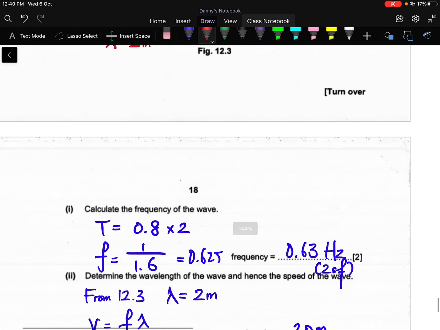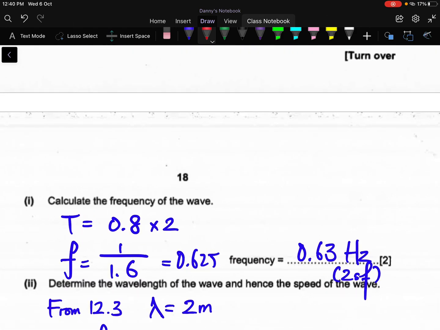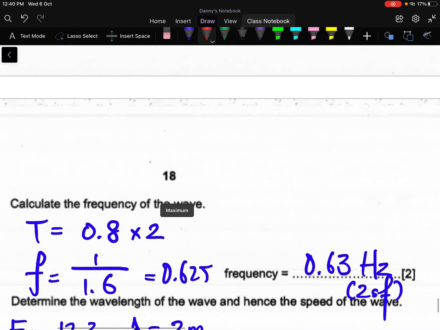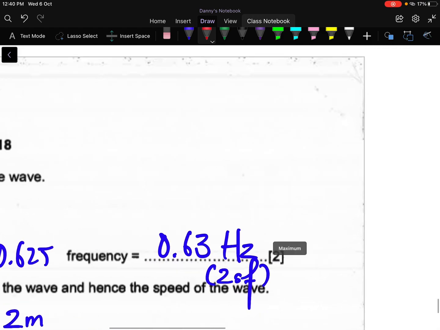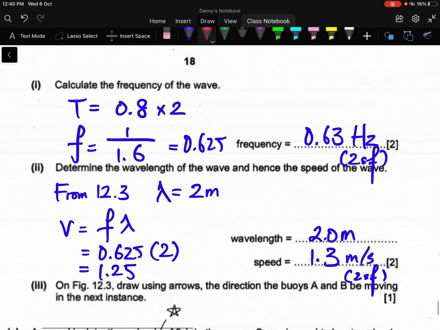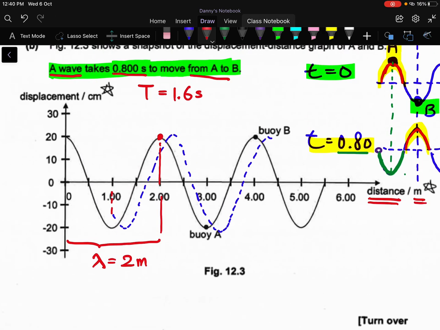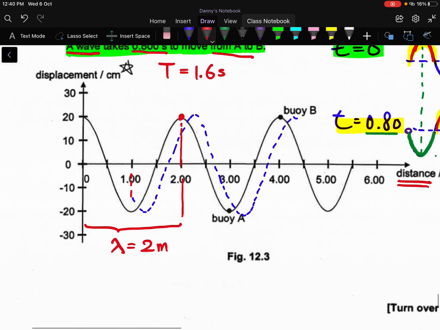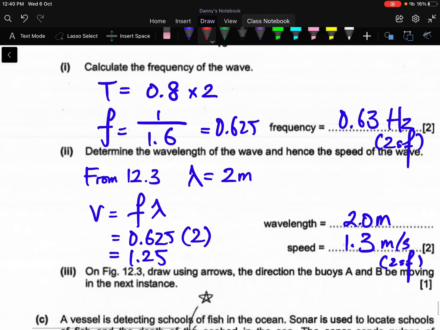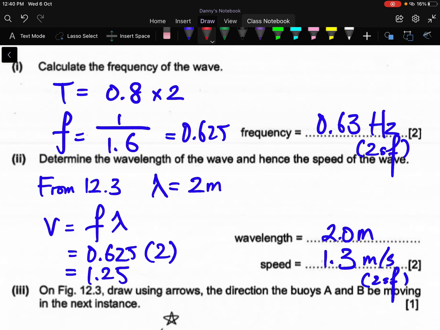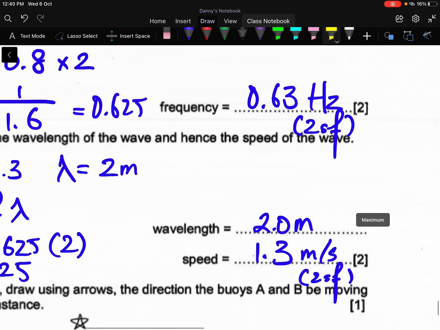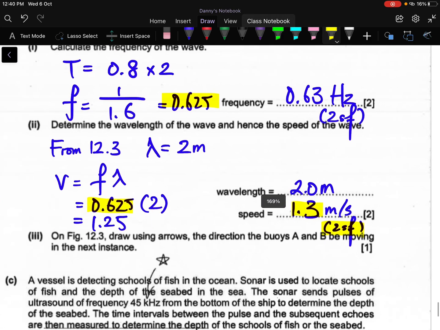Okay, let's see what I need. Period. Part 1, I need to find frequency. To find frequency, I will need the period. I've already explained to you. Remember 2 SF at the end. Determine wavelength and then the speed of the wave. I have already shown you. From 12.3, you can find that lambda is 2 meters. And then from the previous question, you can find frequency. So remember, when you are calculating, use the full answer, the fuller answer, not the rounded one; round only for the final answer, okay? Then you should be able to get the answer 1.3 to 2 SF, okay?